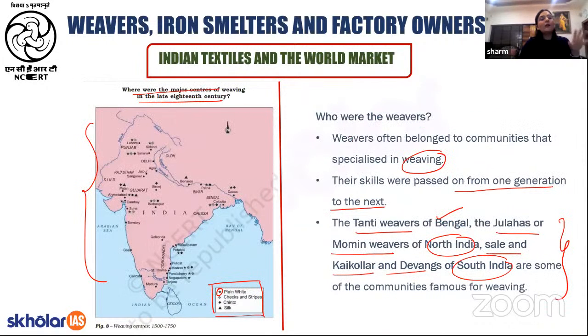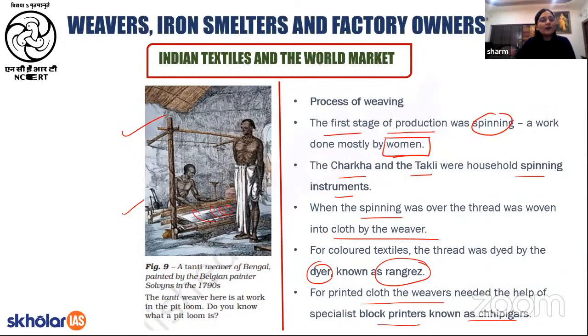Then students, I had told you about the weaving community and the important weaving communities that were a part of India before the advent of the Europeans. Then students, we had understood the process of weaving, what was the role of men and what was the role of women, and what were the important instruments that were a part of weaving in our country.